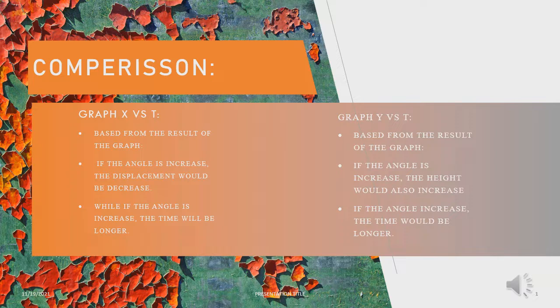And for the y versus t graph, based on the graph, we can see that if the angle is increased, the height will increase. Same goes for the time. It's the same as the graph from x versus t. The time will become longer if the angle is increased. Next, for the Vx versus t graph, when the angle is increased, the velocity of x will decrease.